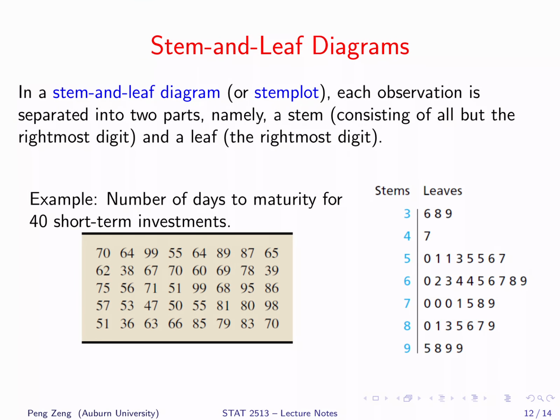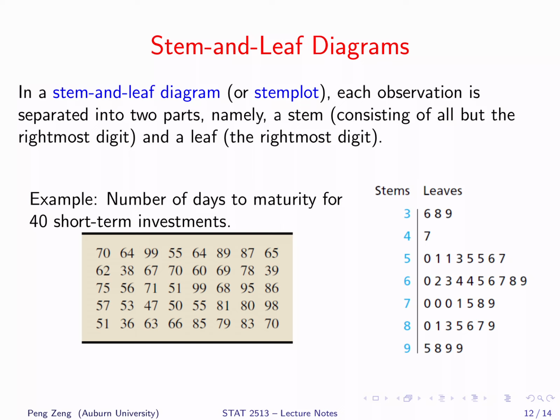A stem and leaf diagram, or stem plot, is a different way to show raw data. In a stem and leaf diagram, each observation is separated into two parts, namely a stem and a leaf. A stem consists of all but the rightmost digit, while a leaf only consists of the rightmost digit. In this example, the numbers are the number of days to maturity for 40 short-term investments. The right shows the corresponding stem and leaf diagram.